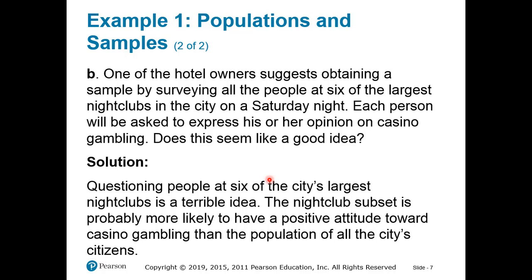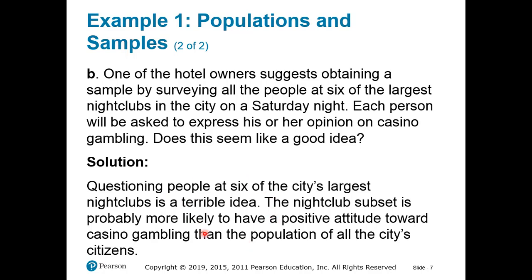Now, one of the hotel owners suggests, hey, why don't we survey all people at 6 of the largest nightclubs in the city on a Saturday night. Let's go out one Saturday night, go to the 6 largest nightclubs, and ask all the people there what they think about casino gambling. Does that seem like a good idea? No, it's a terrible idea. The people that go to the nightclubs on a Saturday night are not going to be representative of all of the city's citizens. So it would not be a representative sample, and that would not be a good idea.